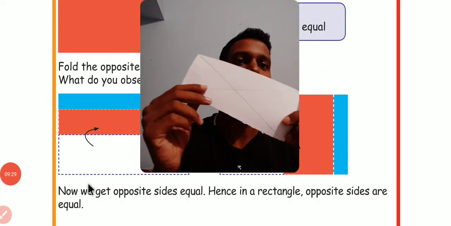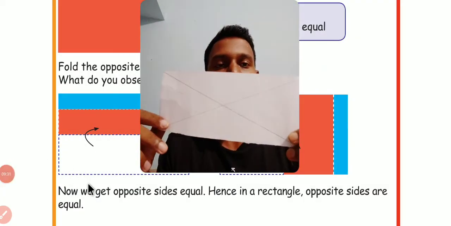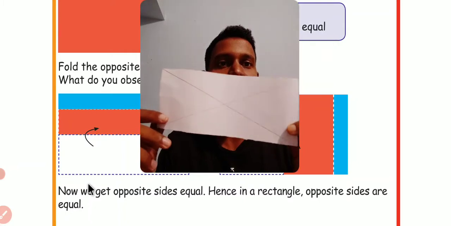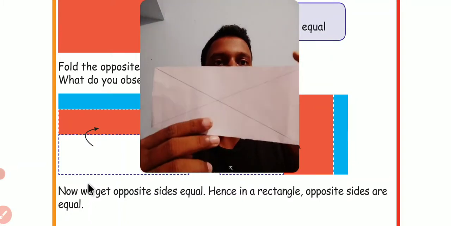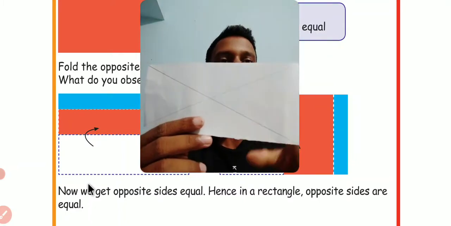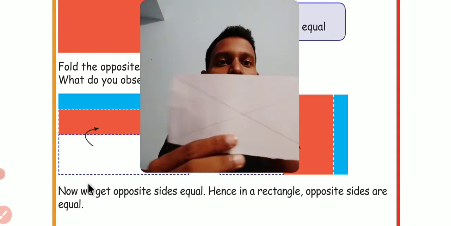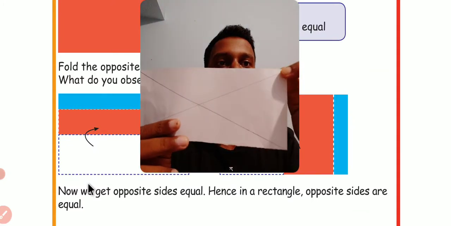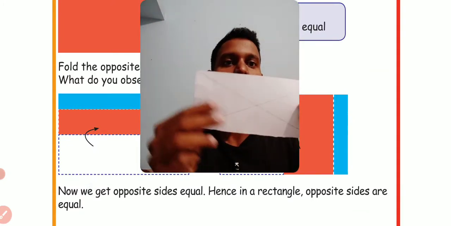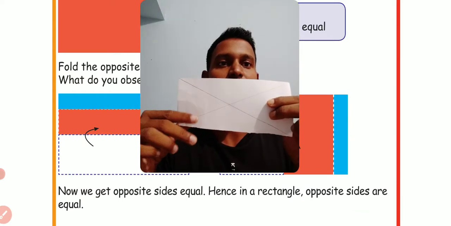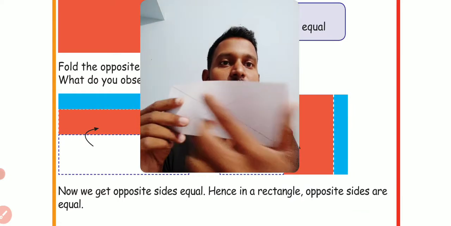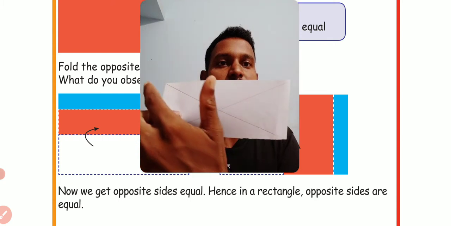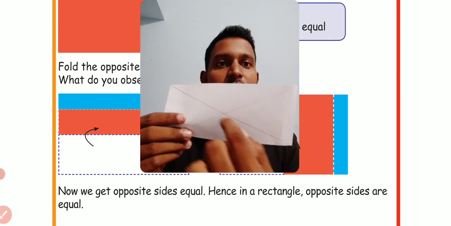Now you see, I take one rectangle shape paper. Okay, this is a rectangle. It has 4 sides, 1 2 3 4, and 4 corners, 1 2 3 4. And in the middle, if you join the opposite corners, this one and this one, you will get one line.